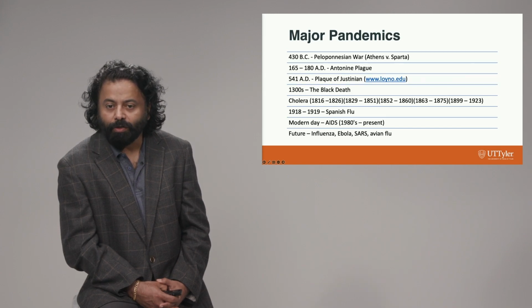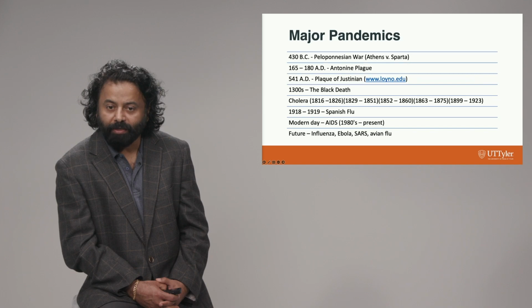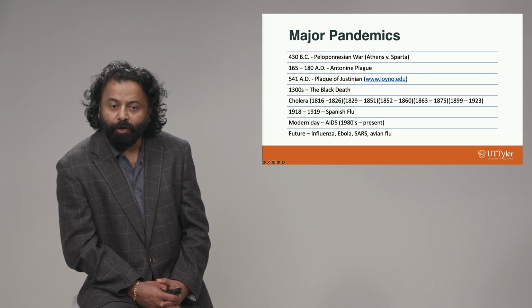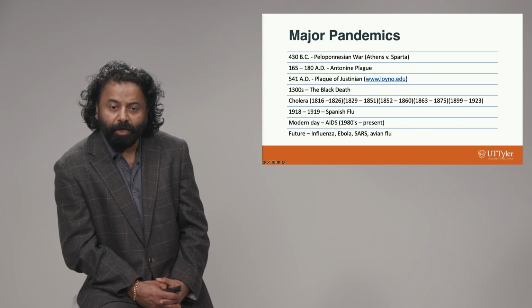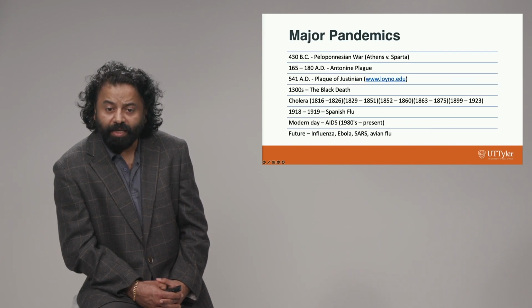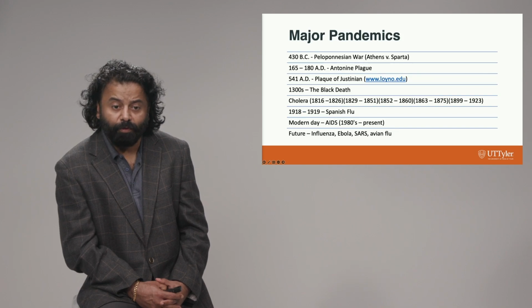So the COVID-19 pandemic, also known as the coronavirus pandemic, is a global pandemic of coronavirus disease of 2019, caused by severe acute respiratory syndrome. Some other major pandemics: 430 BC, the Peloponnesian War; 165 to 180 AD, the Antonine Plague; 541 AD, the Plague of Justinian; the 1300s, the Black Death. Cholera outbreaks were 1816 to 1826, 1829 to 1851, 1852 to 1860, 1863 to 1875, and 1899 to 1923. In 1918-1919 there was the Spanish flu, and we also have modern-day AIDS. Future potential outbreaks are again influenza, Ebola, SARS, avian flu, etc.